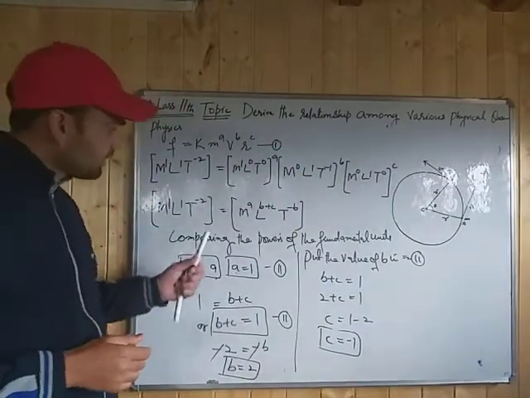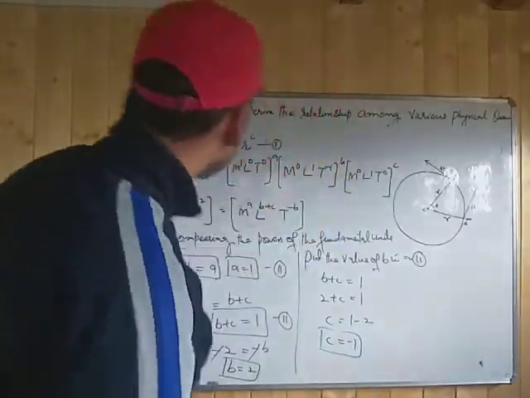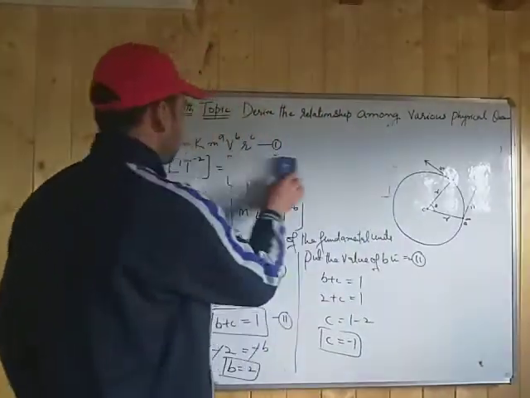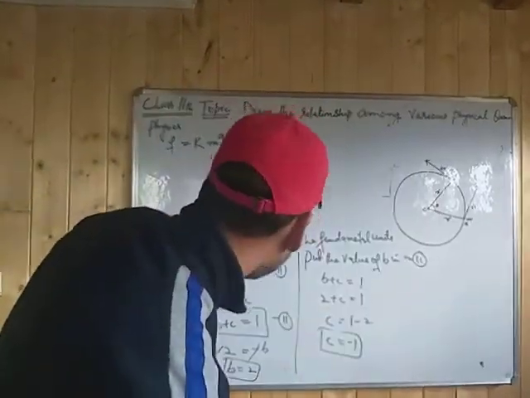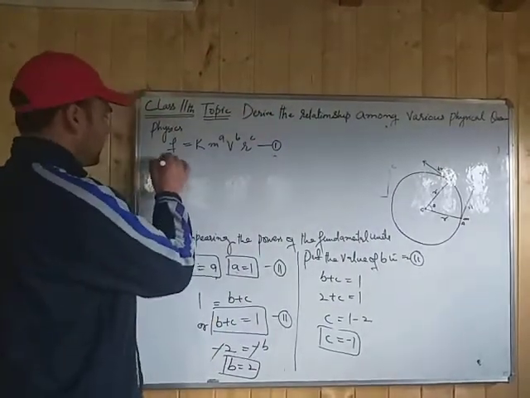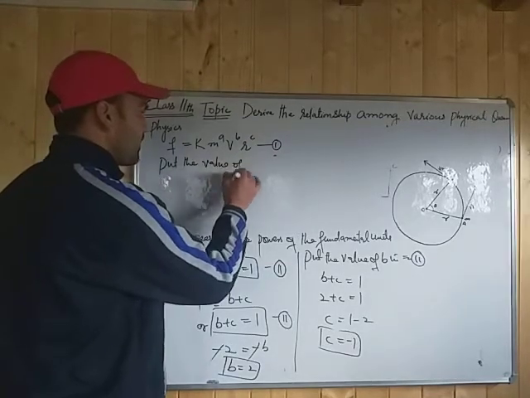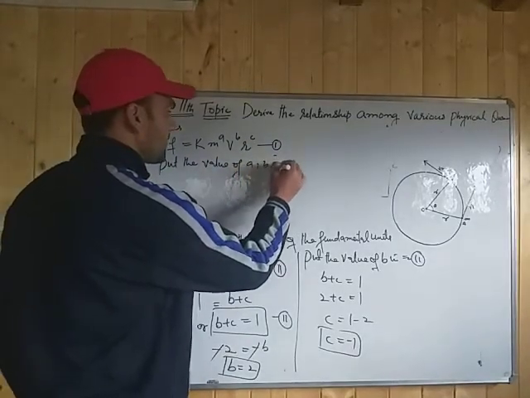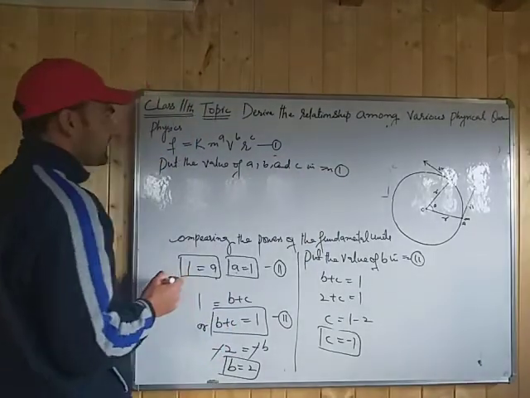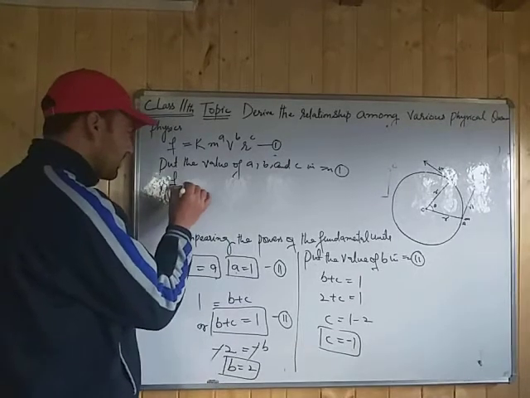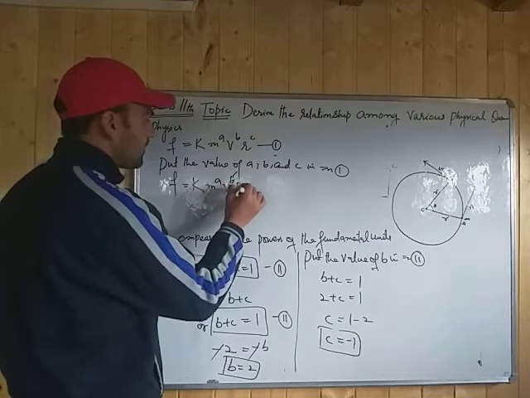Now we will substitute the values of a, b and c in equation first. So what's equation first? That is F is equal to k m raised to power a, v raised to power b, r raised to power c.